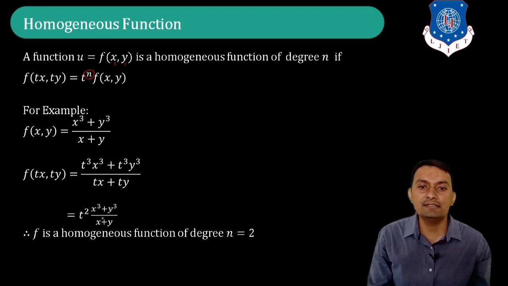So this is exactly our function. So it is t square into f of x, y. So definitely we can compare with this. So this is a homogeneous function of degree n is equal to 2.